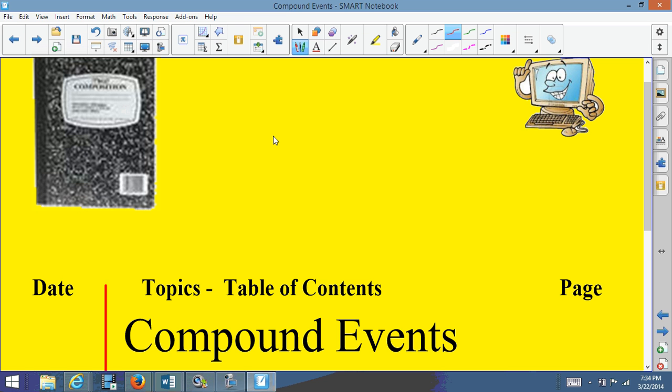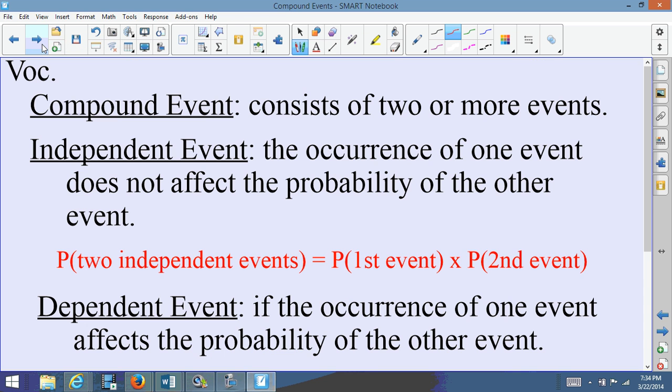Robinson, and today we're going to continue our studies. We are talking about compound events. Compound events consist of two or more events. So we're talking about two or more things or activities that we're going to be doing at the same time.